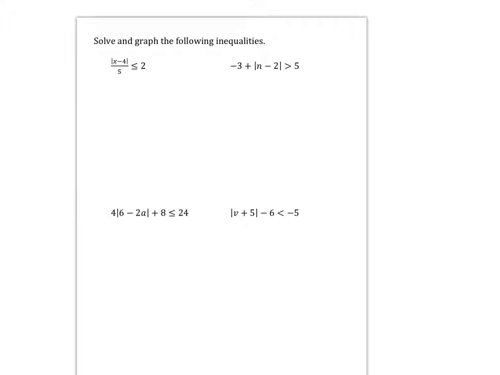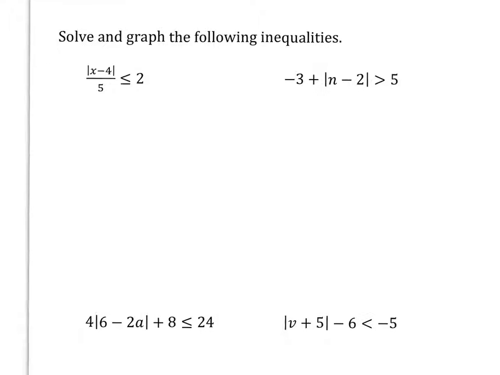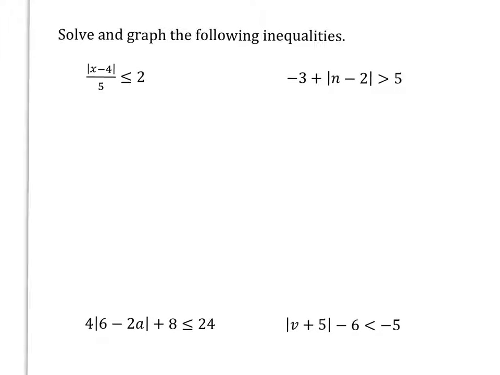So let's solve and graph the following inequalities. I'm going to zoom in here. These are new, so we're going to practice isolating the absolute value first, and then writing our two cases. On this first inequality, before I can write my two inequalities, I need to get rid of this division by 5. So I'm going to multiply by 5 and get the absolute value of x minus 4 is less than or equal to 10. Now I'm going to split that up into two cases.